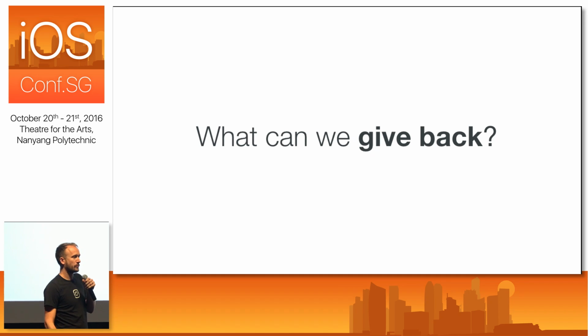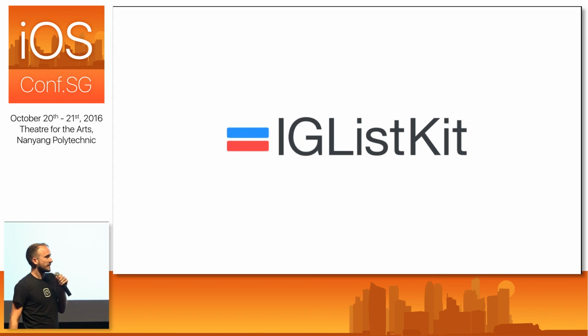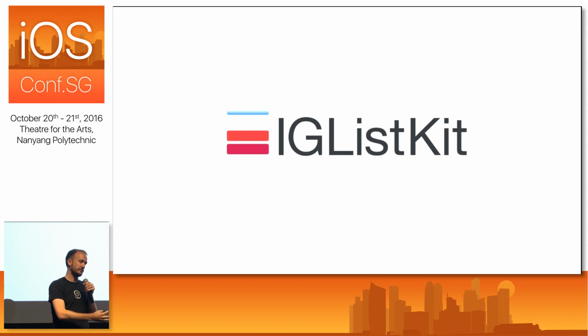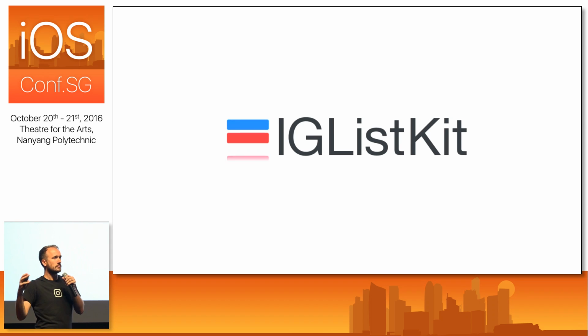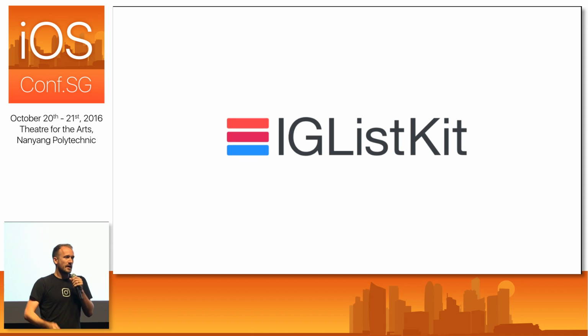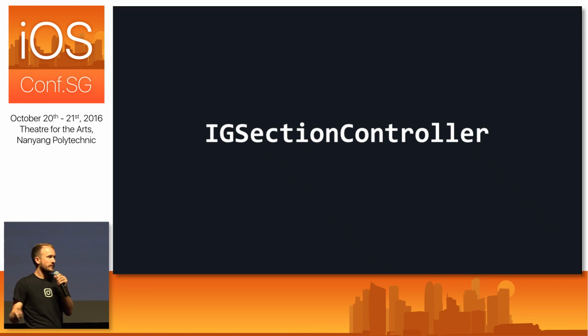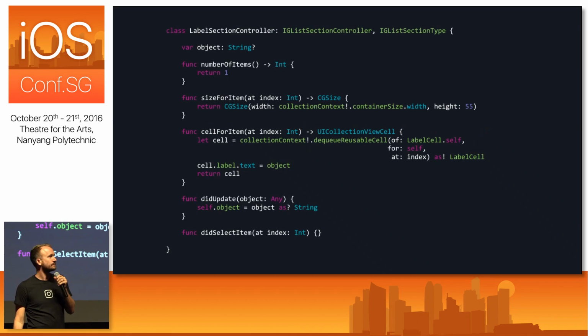So last week we open sourced this new framework that we're incredibly proud of called IGListKit. And this is a data-driven UI collection view framework that does all of the diffing, section controller, and adapting that we talked about earlier. And I want to kind of run through some of the high-level important parts of this framework. So for starters, we've got this IGListSectionController.